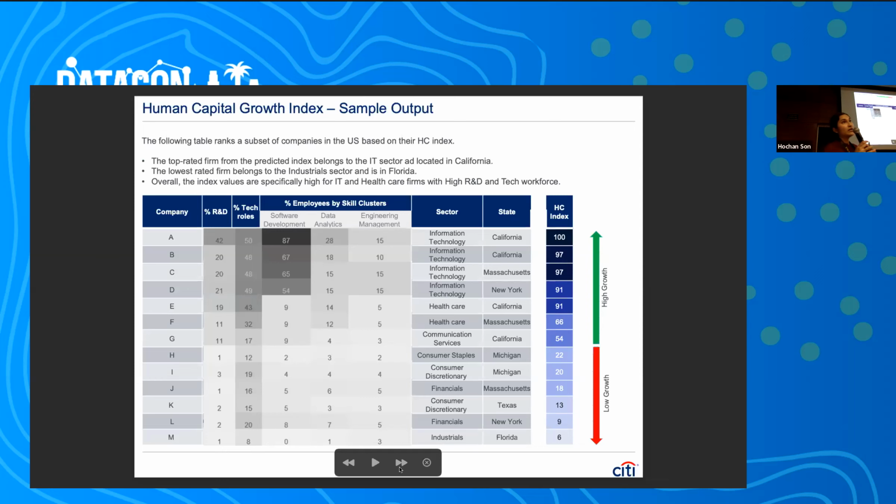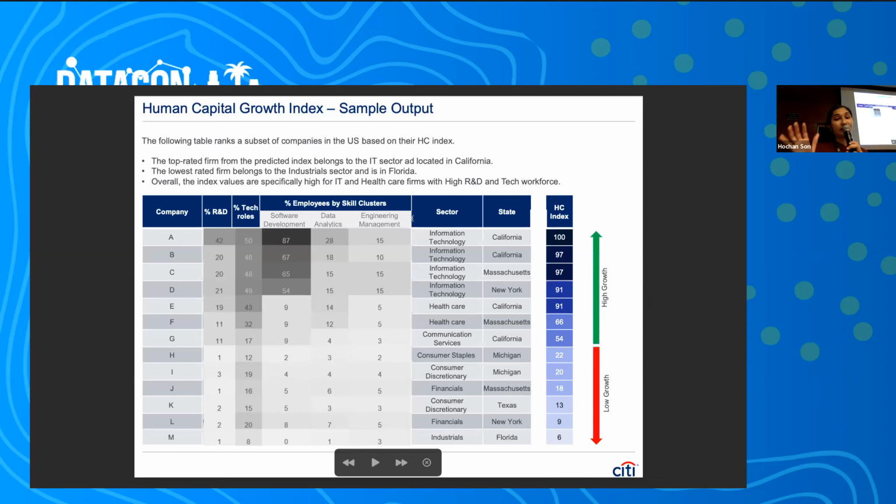So that was about our model and giving more insight into how our model is driving the decisions. This is a sample output of the Human Capital Growth Index that I talked about in the earlier step. You can see I have highlighted a few companies. I have changed their names here. And you can see we have different human capital factors.